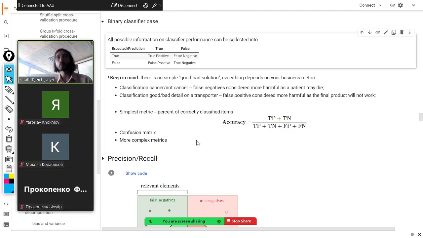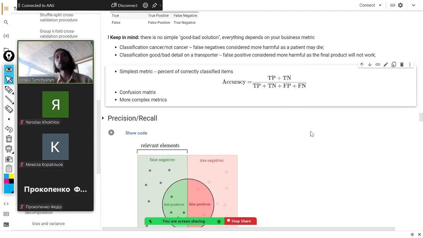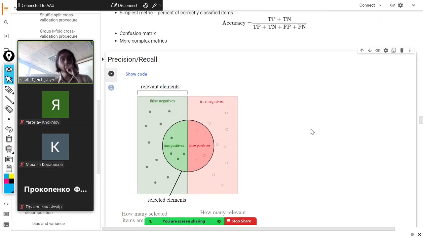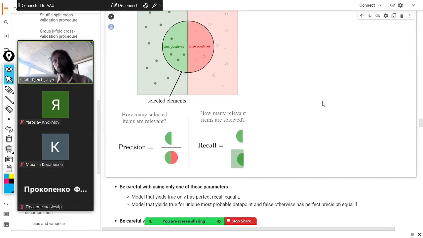You will see some of the simplest metrics, like the percent of correctly classified items. It's the so-called accuracy. But you should be very careful with these parameters, because all these things don't carry the whole information about your problem. They may lose some nuances that you want to know about the problem you are studying. Precision and recall.